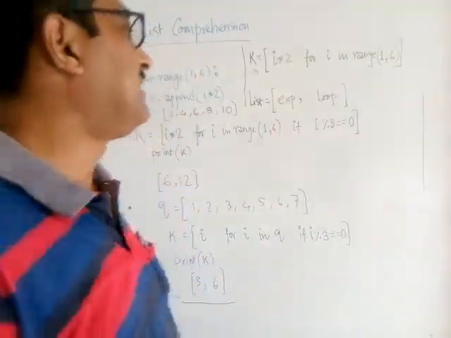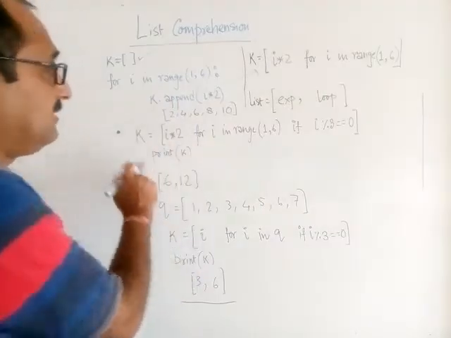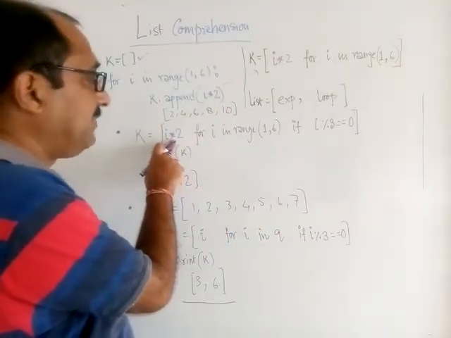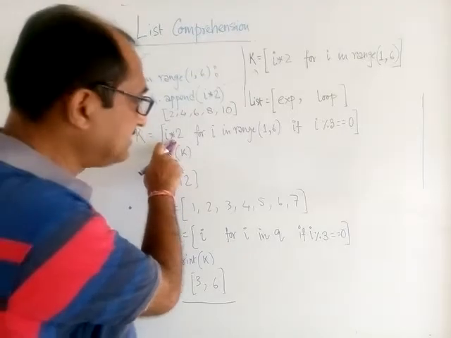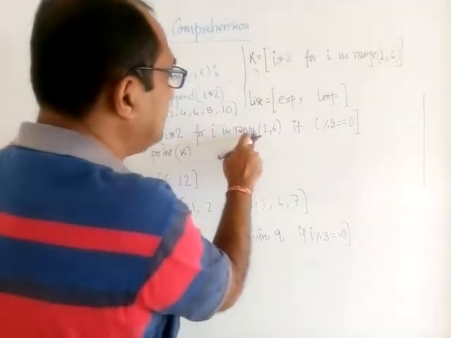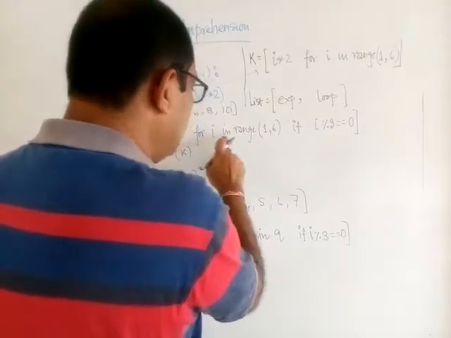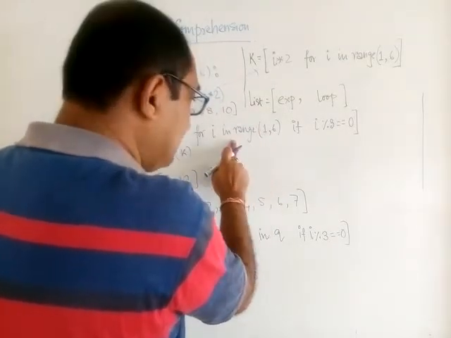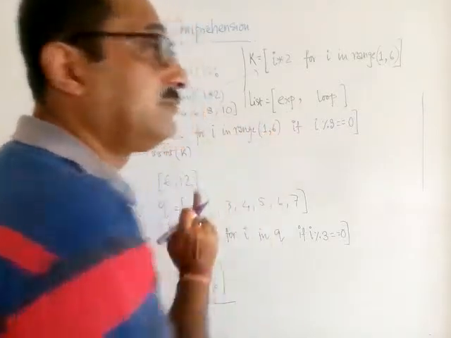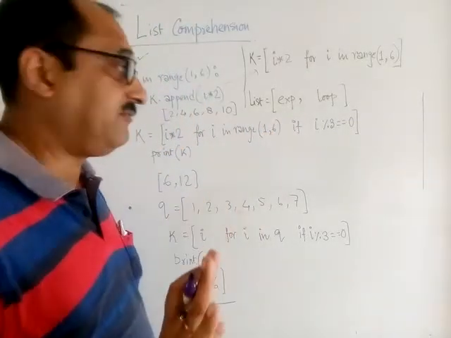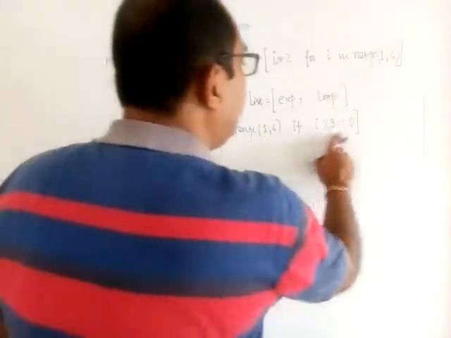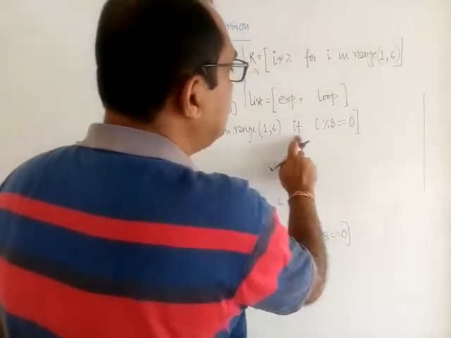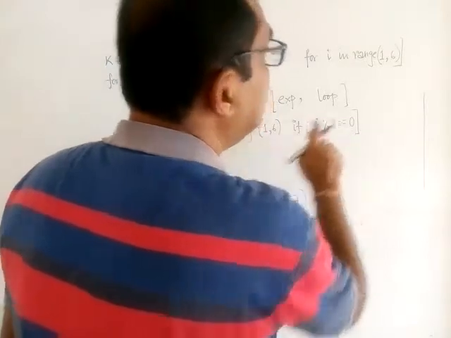Then what happens? Look at this. For example, if you look at this one, I put a condition here. What did I do? I multiplied by 2. That means again I took an expression for i in range 1 to 6. So the meaning of i is interpreted by this loop. But I don't want all the values of 1 to 6 or 1 to 5. What I did, I put a filter by putting a condition. If, which values of i? The values of i which are multiples of 3.